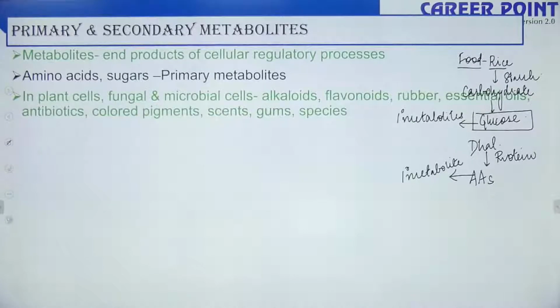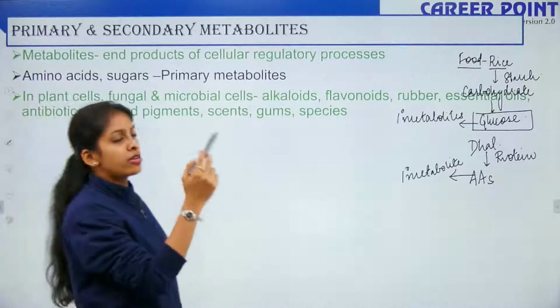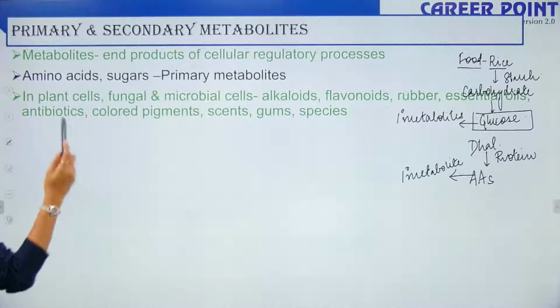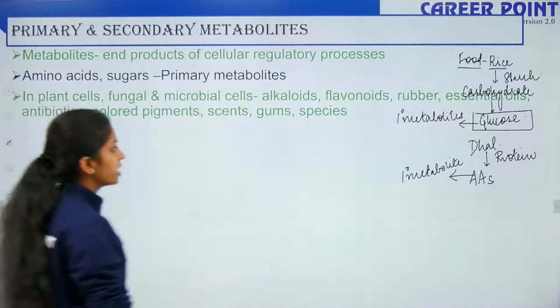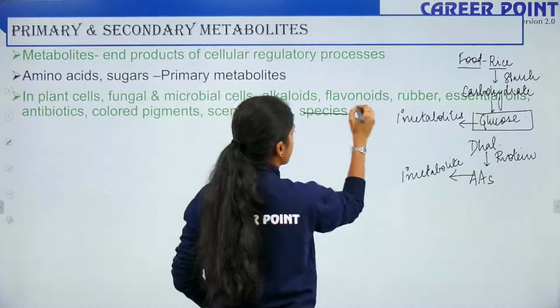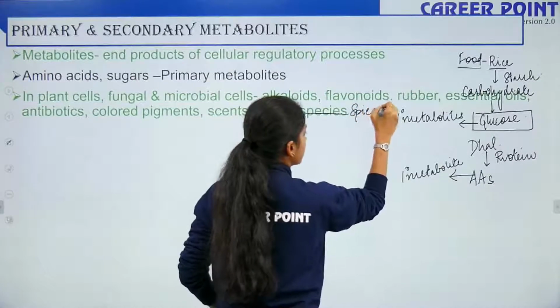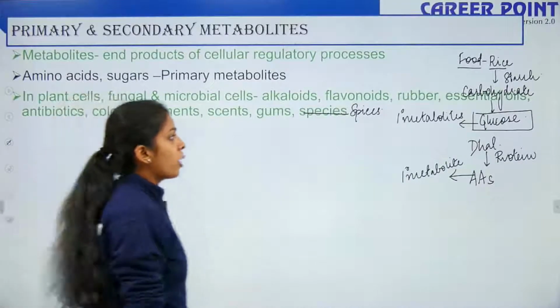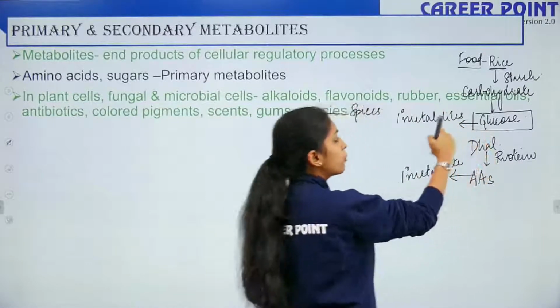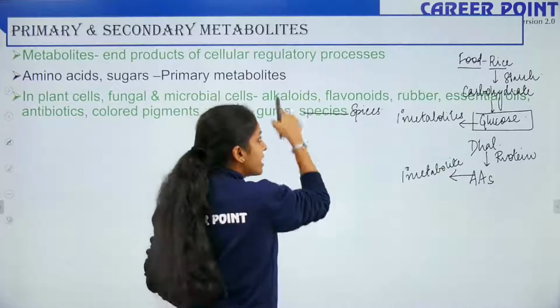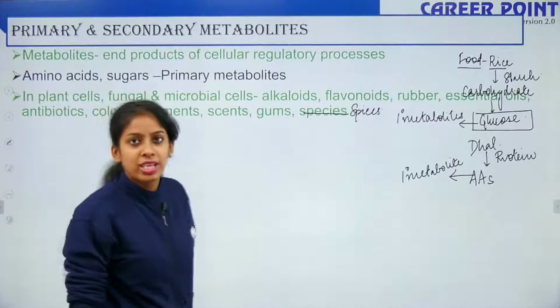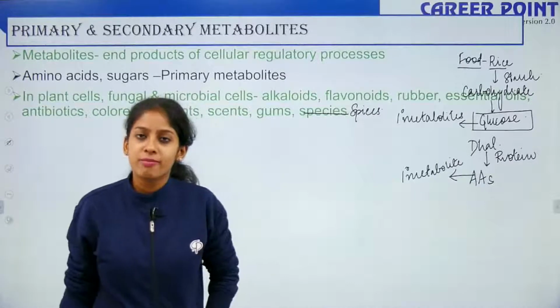In plants, fungi and microbial cells, you have alkaloids, flavonoids, rubber, essential oils, antibiotics, colored pigments, scents, gums, spices. It is not species, it is spices. Okay, so all these are your secondary metabolites. So when your primary metabolite is used to produce these substances, these substances are called secondary metabolites. Now, are you able to get the difference between primary and secondary metabolites?